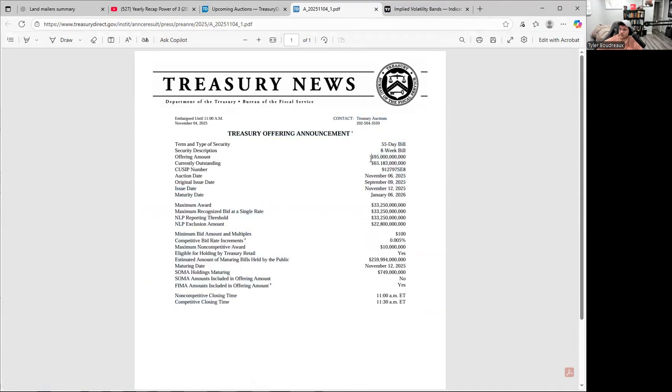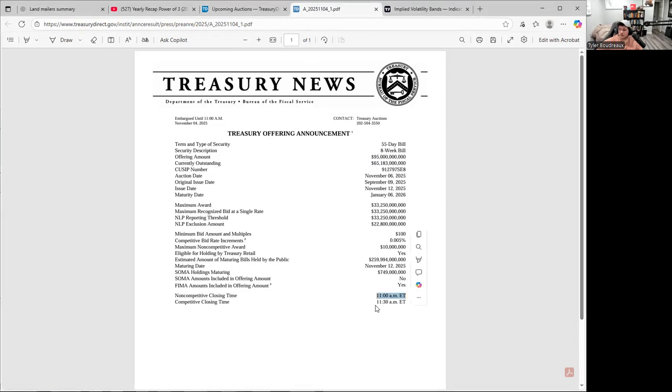What I look at is I look at the offering amount. We generally want to be somewhere around 100 billion. That's kind of just a rule of thumb to see really good movement, or at least what I've seen. So that's something that I'm always paying attention to when I'm looking at these auctions.